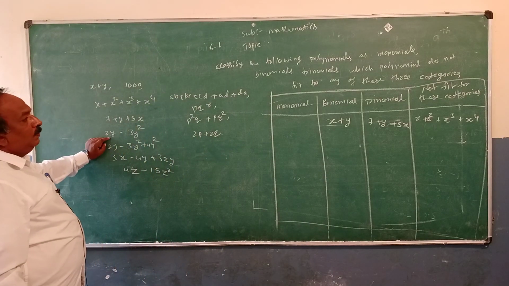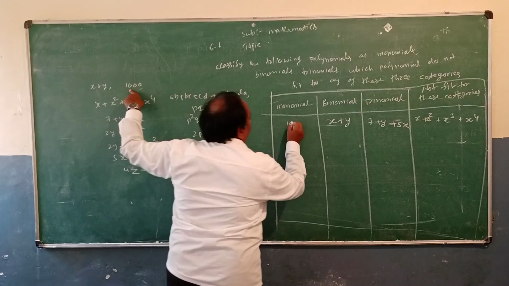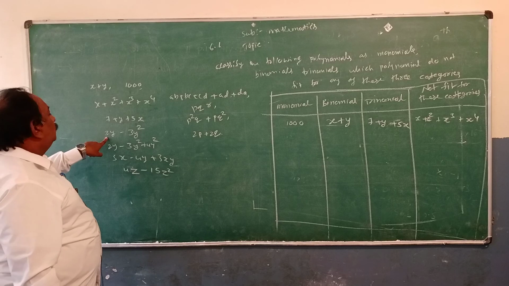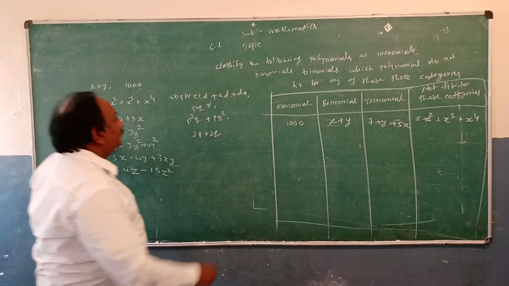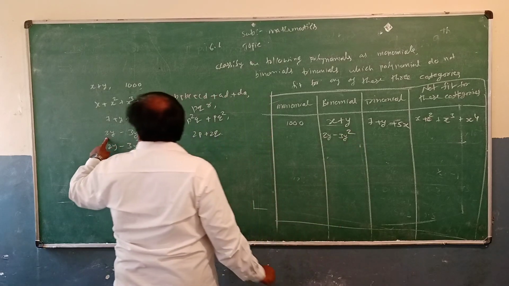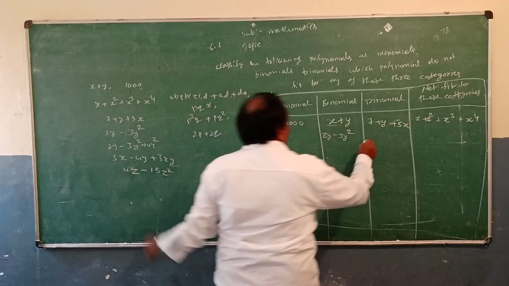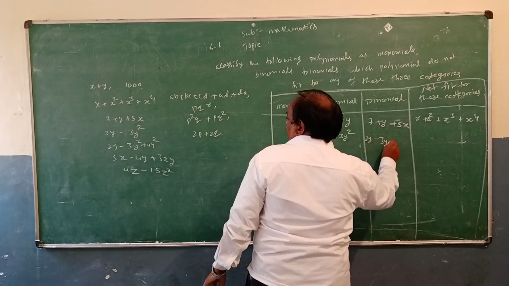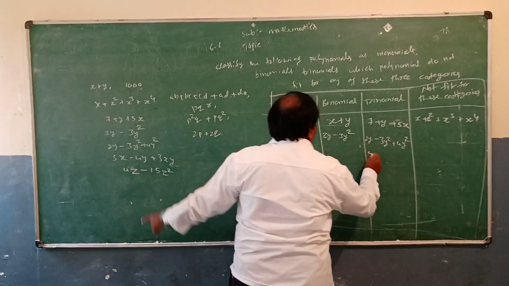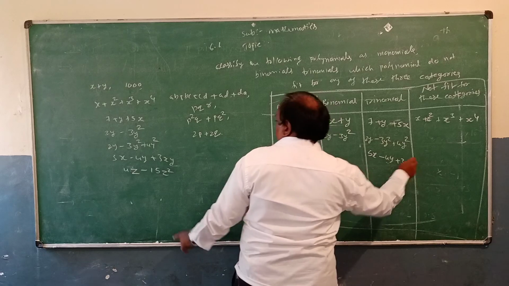Next one is 2y minus 3y square. And let's take one more, 1000, which comes under monomial. Next, 2y minus 3y square comes under binomial. Next, 1, 2, 3 terms come under trinomial: 2y minus 3y square plus 4y square. Next, this also comes under trinomial: 5x minus 4y plus 3xy.